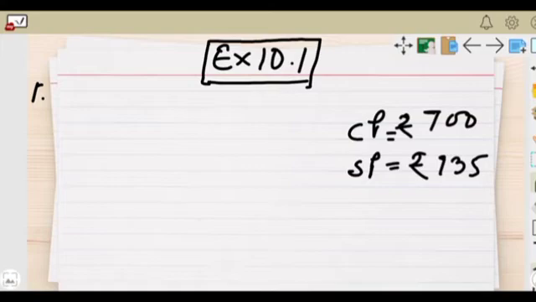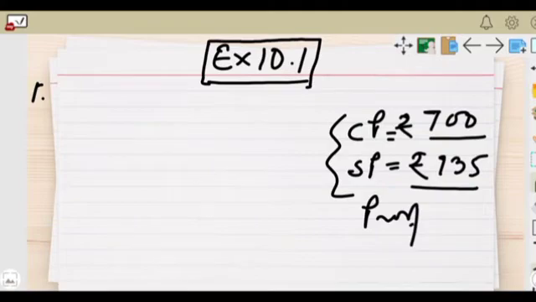Okay, now let's see carefully. The question is telling you to find the profit. Why? In this question, the selling price is bigger than the cost price. Therefore, there will definitely be a profit. And you are asked to find again the profit percent. Okay, let's start the solution.